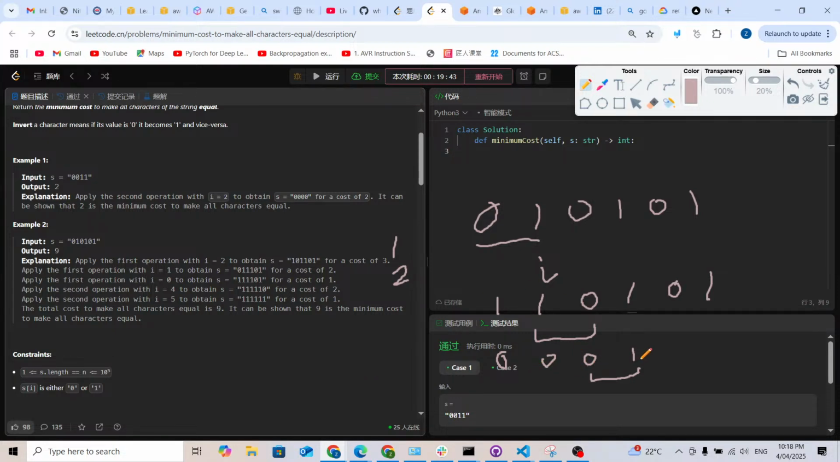Now this is a 0, 1. Here is a 0, 1. So which one is smaller? From the right side, this is index 3, so 6 minus 3.